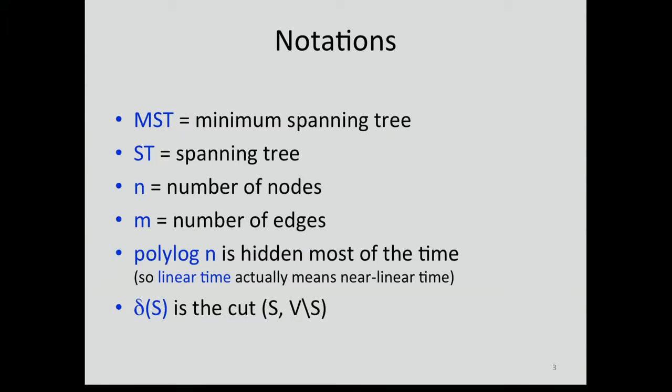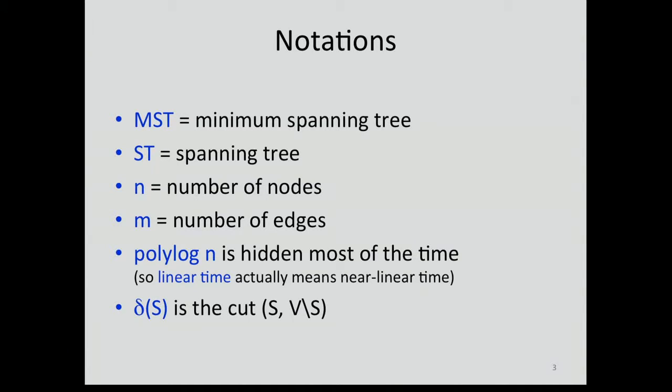So all the notations that I guess all of us probably are familiar with anyway. MST is minimum spanning tree. ST is spanning tree. N is usually the number of nodes in the graph, M the number of edges. And in most of the talk, polylog N will be hidden most of the time, just because I'm lazy to write it down. So when I say linear time, for example, it will mean near linear time.